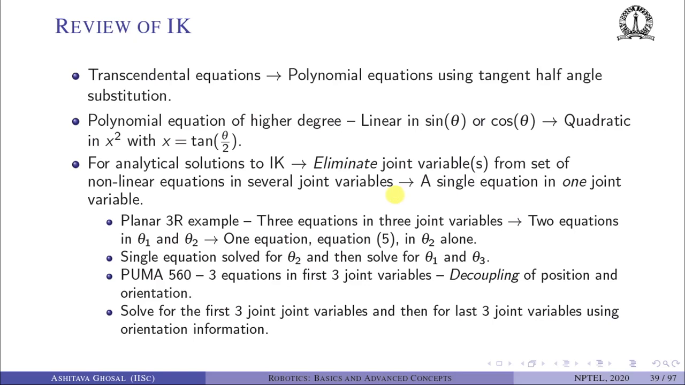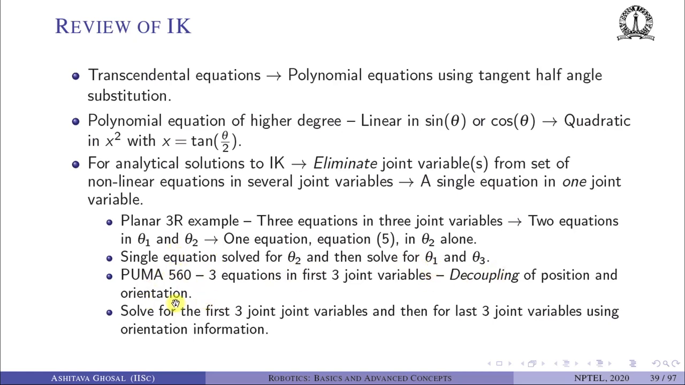Okay. So what do we want? We want a single equation in one joint variable. That is very useful or important. So in the case of the planar 3R example, we started with three equations in three joint variables. We obtained two equations in theta 1 and theta 2, remember capital X and capital Y. And then we obtained one equation in theta 2 alone. Okay, so this single equation was solved for theta 2 and then we solved for theta 1 and theta 3.